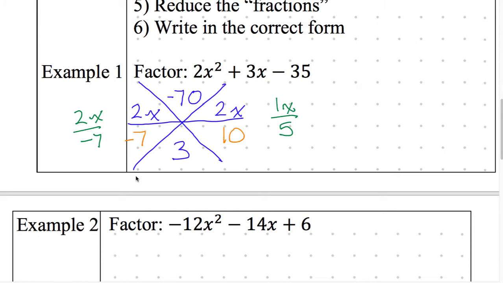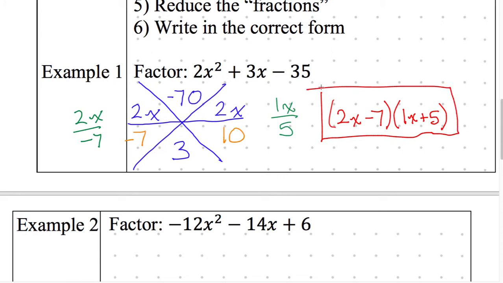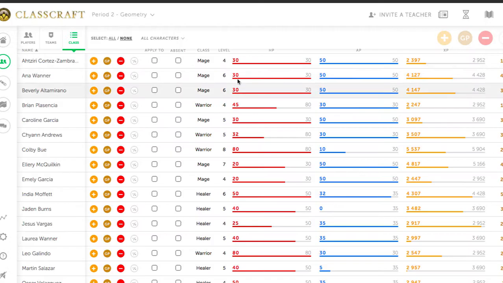Who can write the final form for us? The final form. Go for it, Sam. Start your parentheses. 2x minus 7. Parentheses again. 1x plus 5. There it is. Yeah, thank you. So Sam has our final answer. Please box it. Box your final answer. Thank you, Sam.